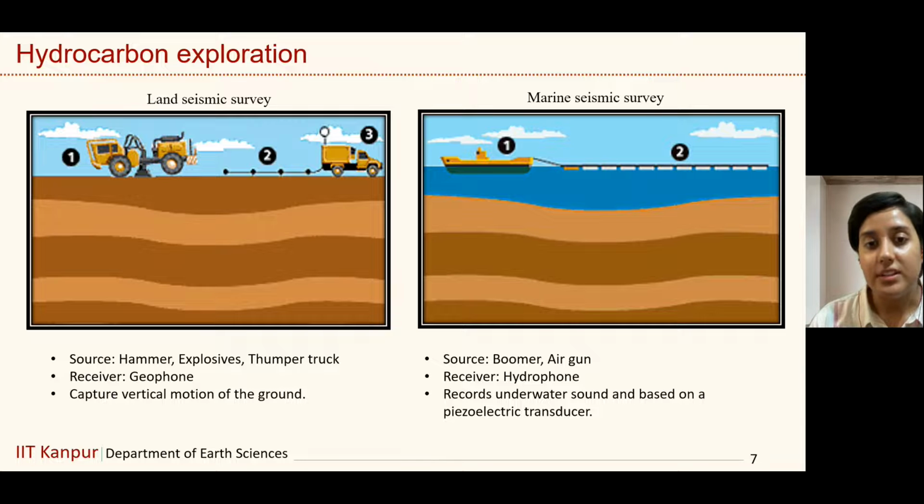Similarly, in this marine seismic survey, as there is a water column, we can't employ the geophone in the water column. So in that case, we use a hydrophone, and this is a streamer on which these hydrophones are employed. And here the seismic source, because we can't generate energy using a thumper or the hammer on the sea bottom, for that we use an air gun, which is a very powerful seismic source, and through which we can get the response of the subsurface.